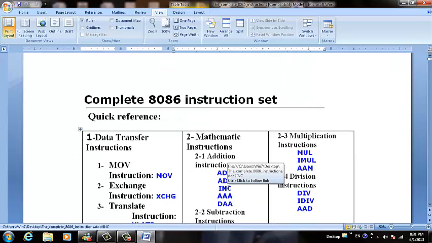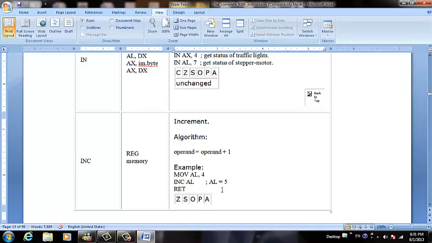Increment is nothing but adding 1 to the contents of the destination. Move AL with 4, increment AL. AL has 4, when you increment it, it will be 5.